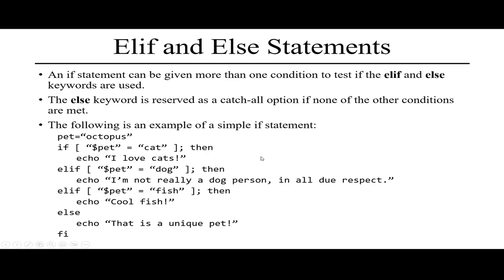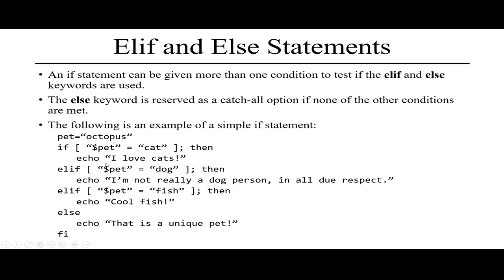So for example, let's make a script that asks what kind of pet somebody owns. So we have pet equals octopus. We're just going to put something weird in there. The script is written out to expect some normal pets like cat, dog, fish. So if pet equals cat, then I love cats. If pet equals dog, then I'm not really a dog person, all due respect. If pet equals fish, then cool fish.